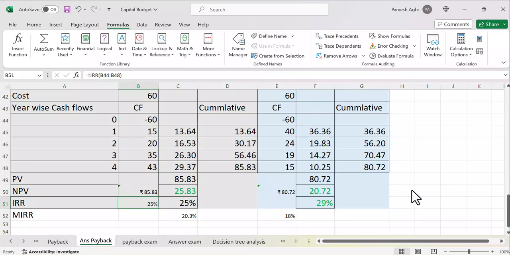IRR assumes that whatever cash you are generating every year is getting redeployed at this rate, the IRR rate. This is the lacuna of this method: whatever cash the company generates from this project is assumed to generate a similar return to the company. But it could be that the company doesn't have any project that gives 29% return, isn't it? So that is the lacuna of the IRR.